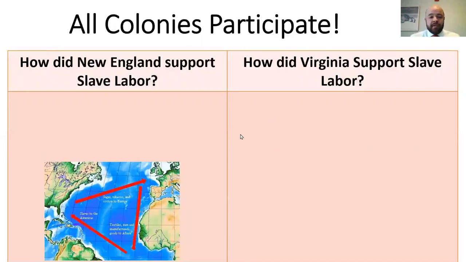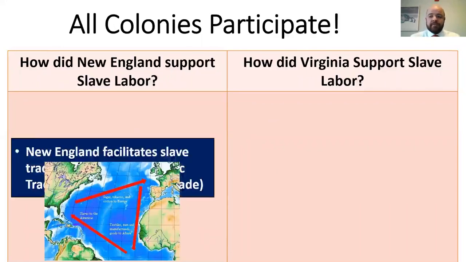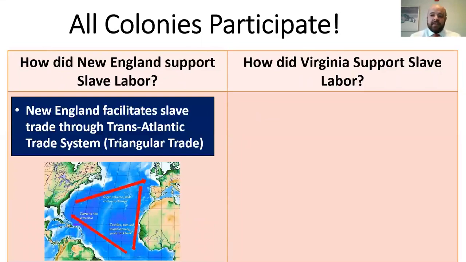First, New England. New England facilitated the slave trade through the transatlantic trade system. Remember how we talked about Massachusetts and New England having those great harbors for shipping? Well, turns out the goods that they were shipping were enslaved people. And then, of course, we know that slave labor dominated the South. Let's get a clear picture of how slavery became an institution in the South.